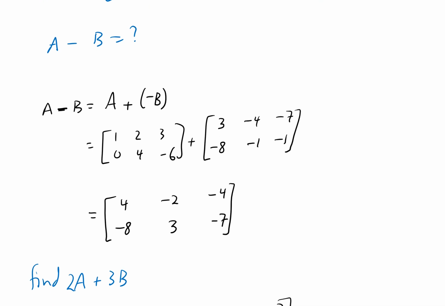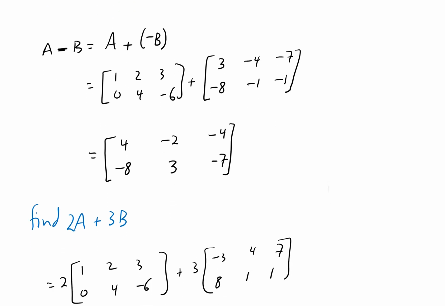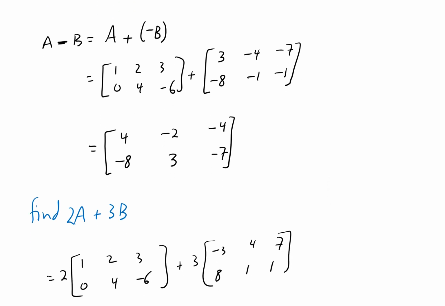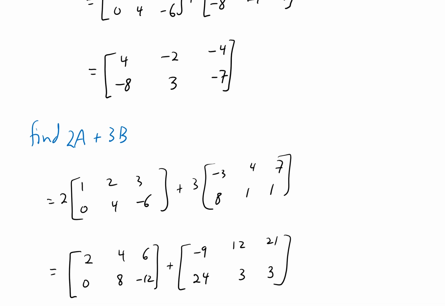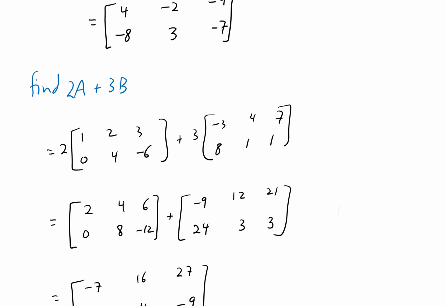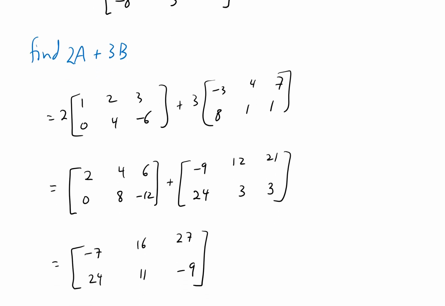Try to find 2A plus 3B. So 2 times the matrix A, I rewrote it, plus 3 times the matrix B. As a next step, you can multiply the 2 in with each entry and the 3 in with each entry, and then just add the entries across. 2 added with negative 9 is negative 7, 4 plus 12 is 16, 6 plus 21 is 27, and so forth.